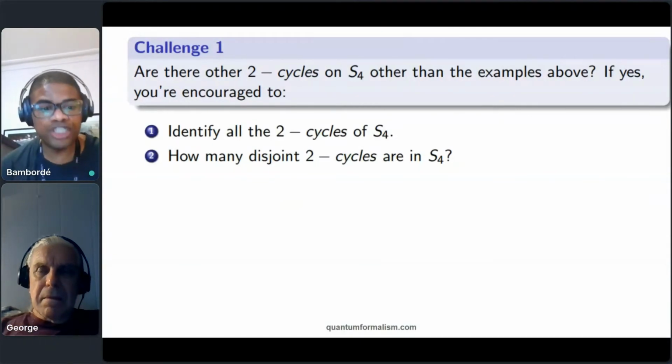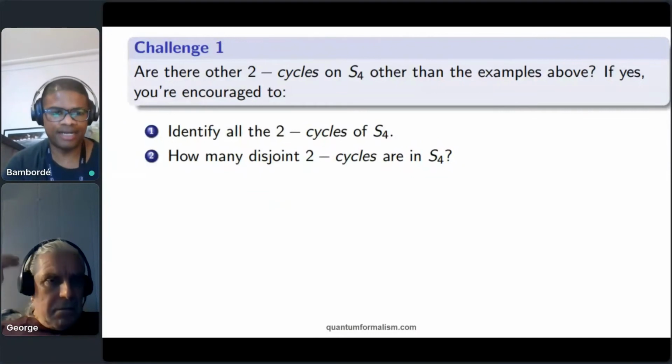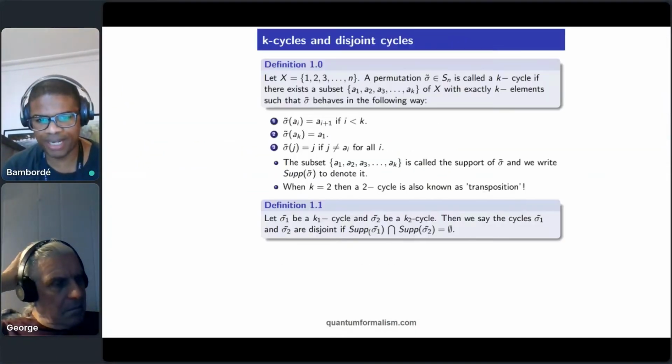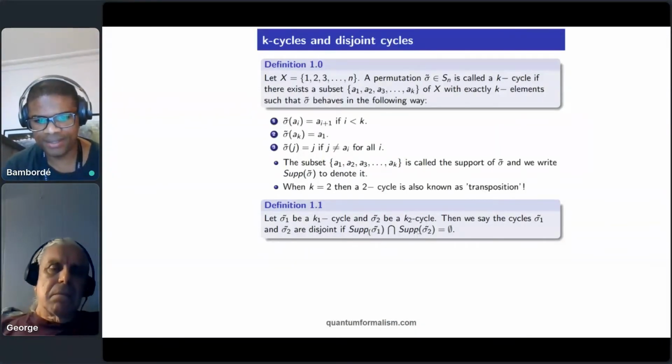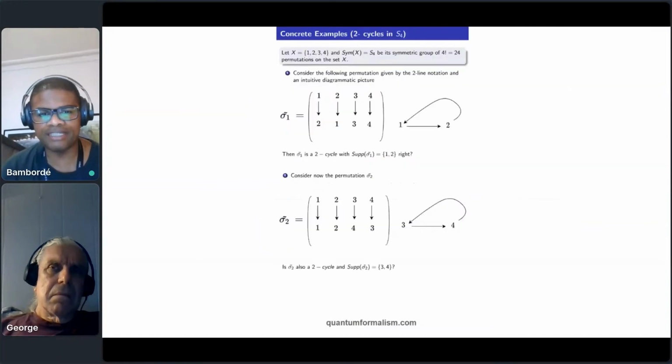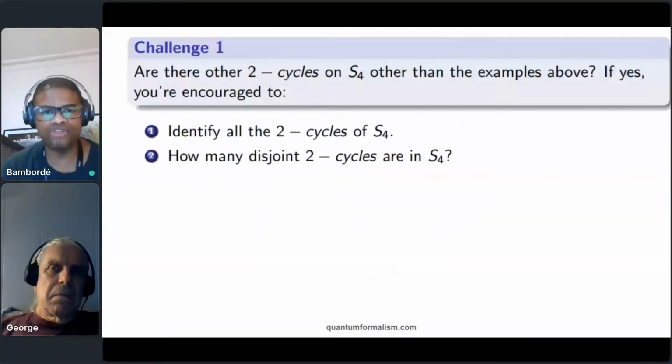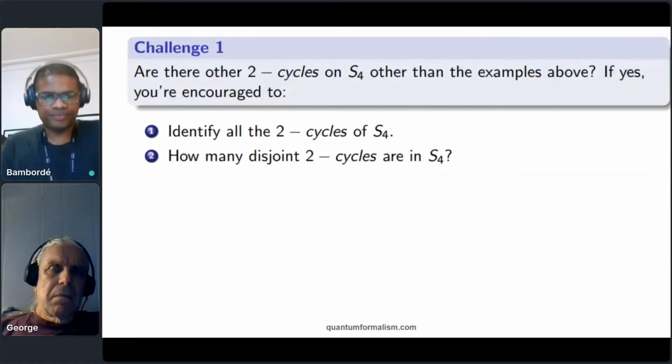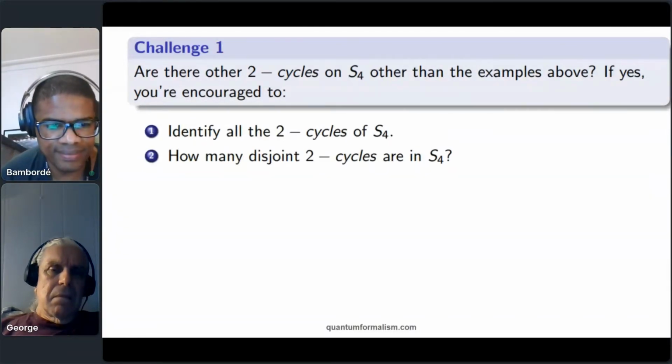Remember the definition of disjoint 2 cycles, right? I mean, in general, the abstract definition. Let me go back again. All you have to do is identify the supports, and then you see whether their intersection matches. Okay, so all good.